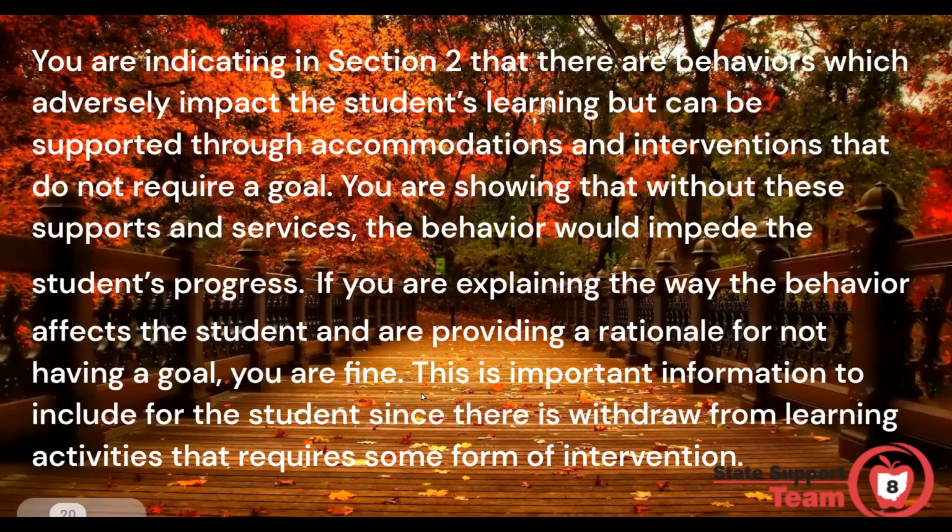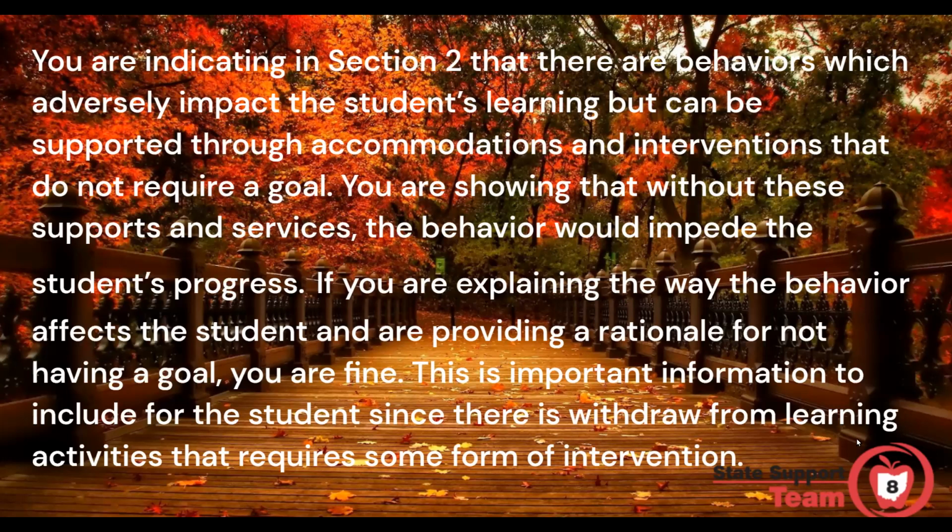Yeah, that's a good point, Helen. Here's the general rule of thumb, everyone. If you're talking about acting out behavior, then you need to have a behavior goal. Bottom line, if the student's behavior is aggressive in any way, and it's acting out, then there should be a behavior goal in the IEP.